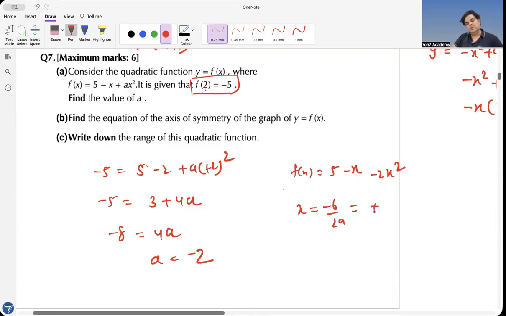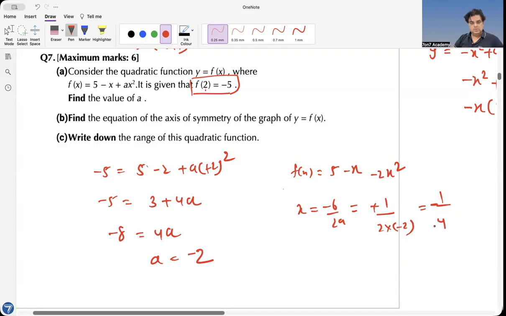So minus b means minus 1 over 2 times a, and a is minus 2. Agree? So 1 over 4, 1 by minus 4. It's not an absolute value; x is not an absolute value. So minus 1 by 4.